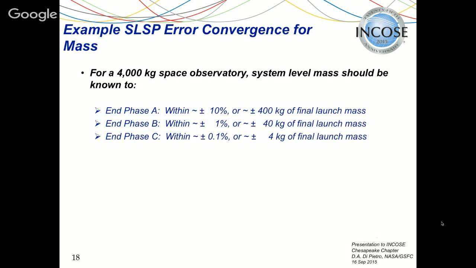Okay, so for example, if you had a 4,000 kilogram space observatory, the system level mass should be known to plus or minus 400 kilograms at the end of phase A, and that gets better, by the end of phase C, to plus or minus 4 kilograms.